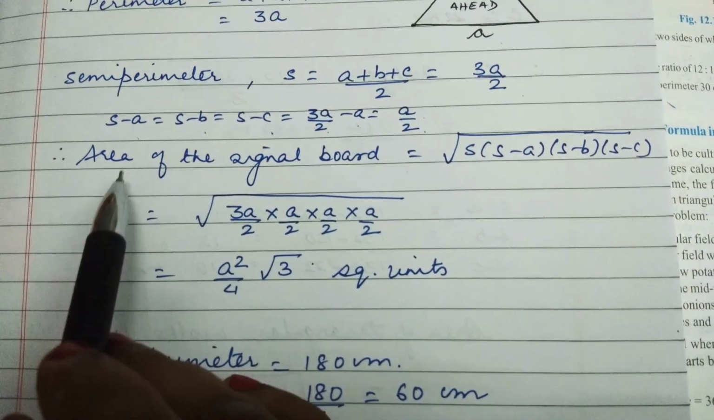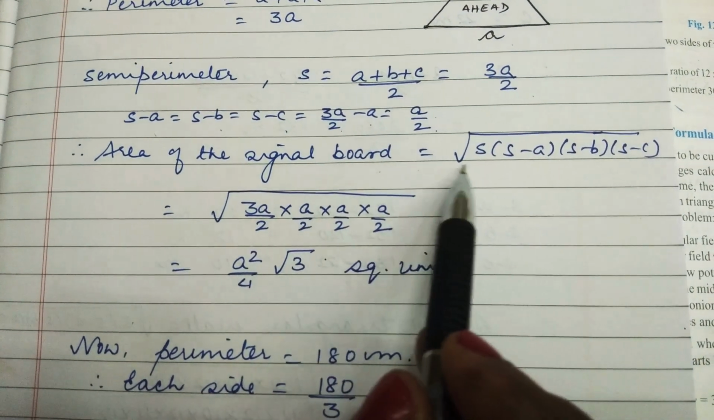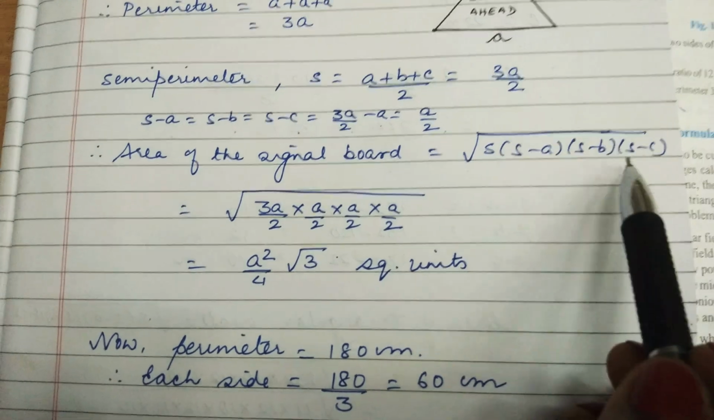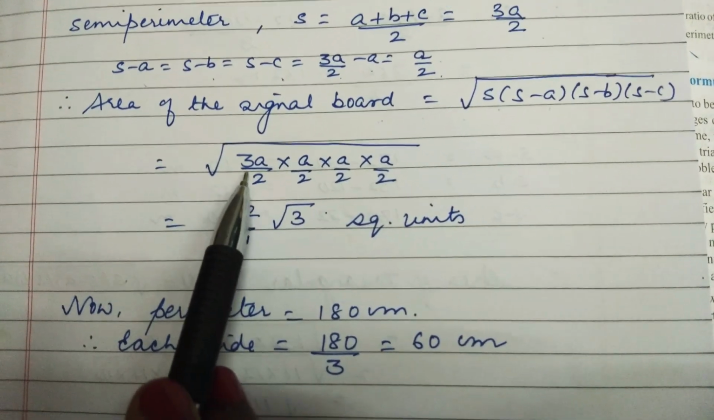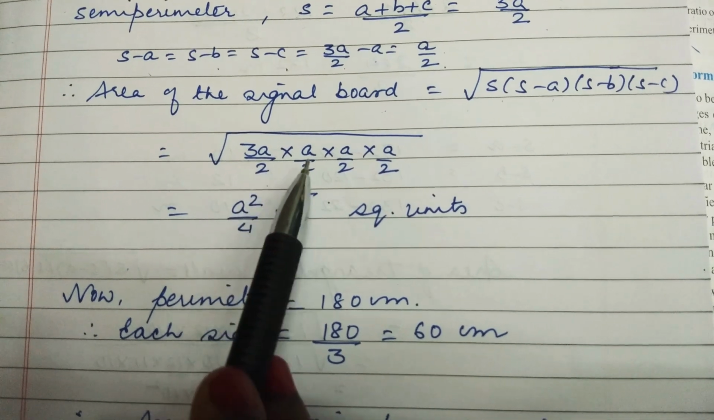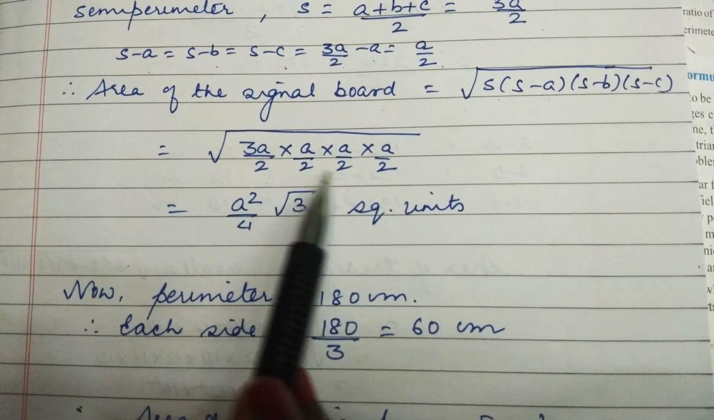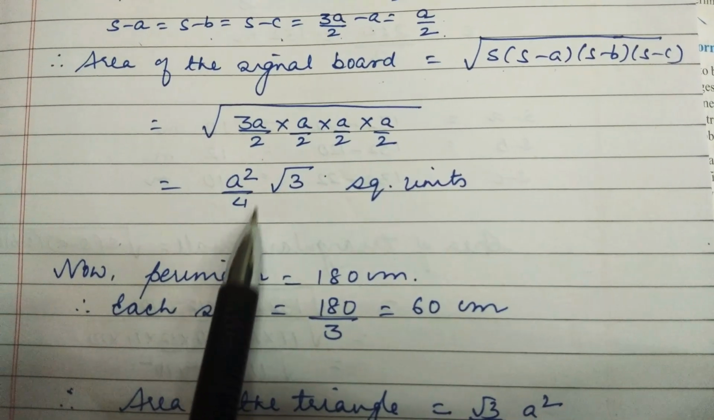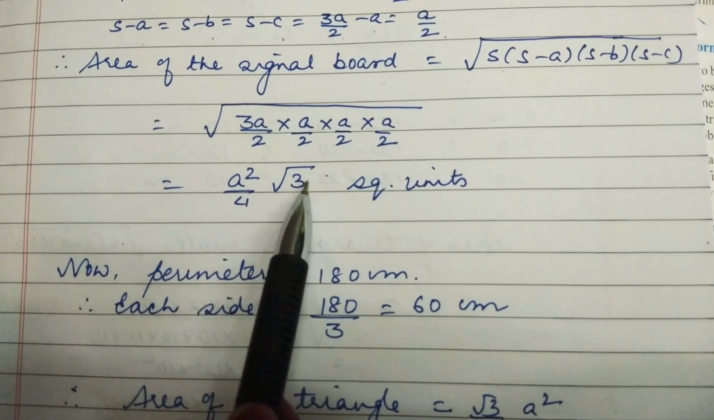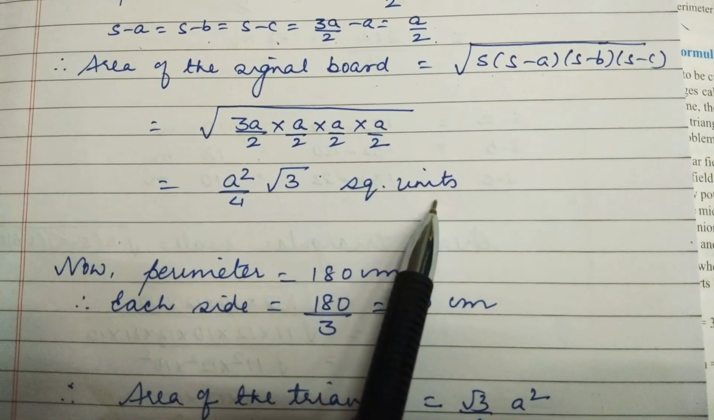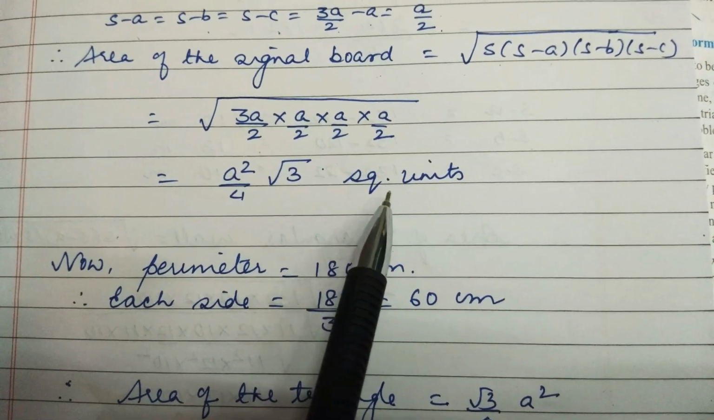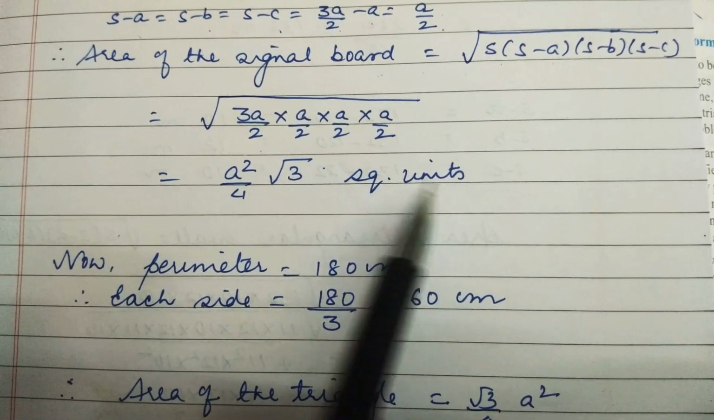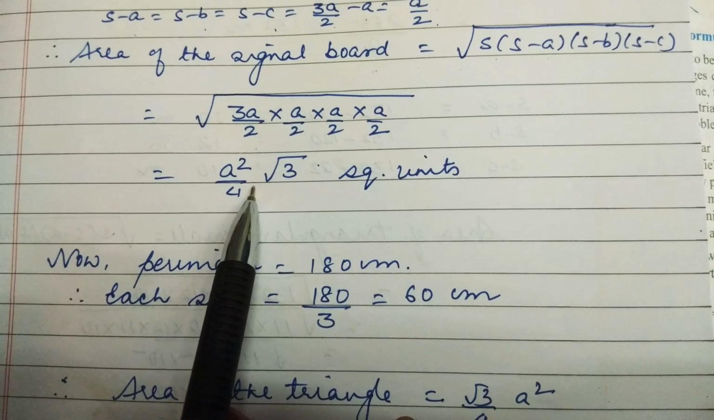Now if we apply Heron's formula to find the area of the signal board, using the formula under root S, S minus A, S minus B, S minus C, we will just put it into the formula. We will get the value as 3A by 2, that is the value of S, and S minus A, S minus B and S minus C equal to A by 2 each. So when you solve it, you will get A square by 4 under root 3, or root 3 by 4 A square units. So the area of an equilateral triangle is root 3 by 4 A square units, where A is the side of the equilateral triangle.